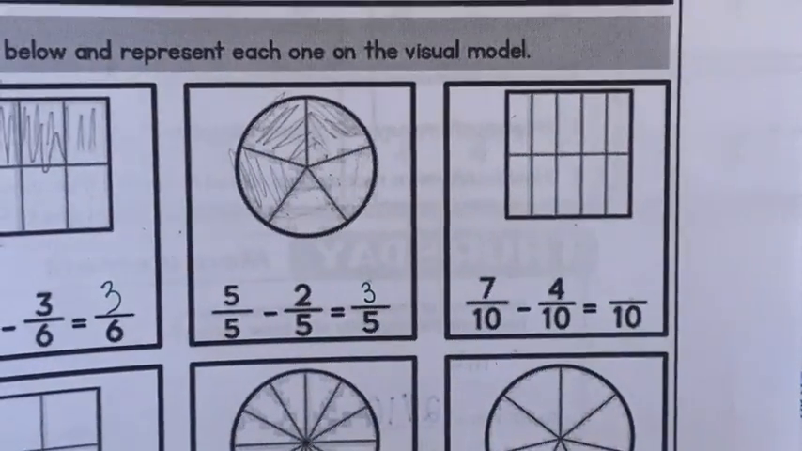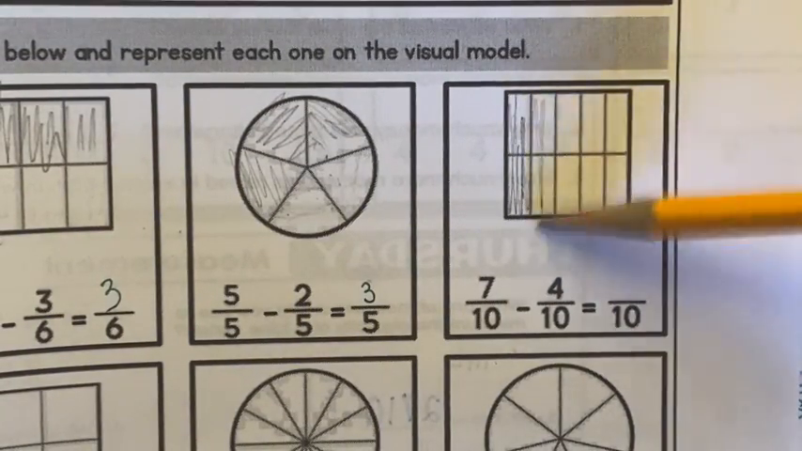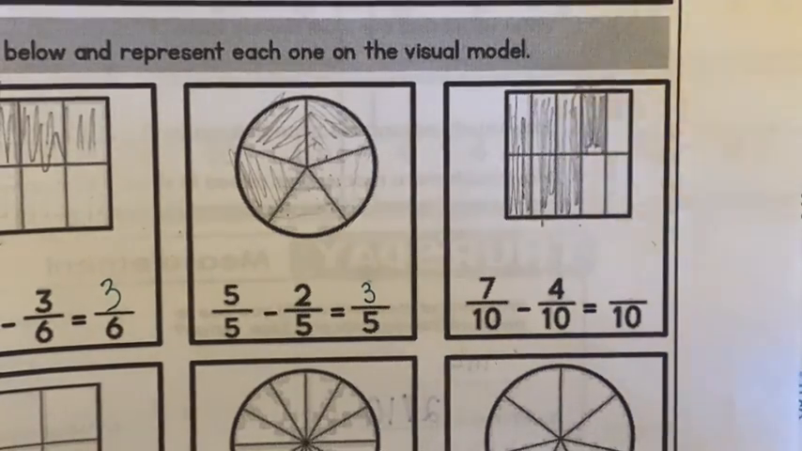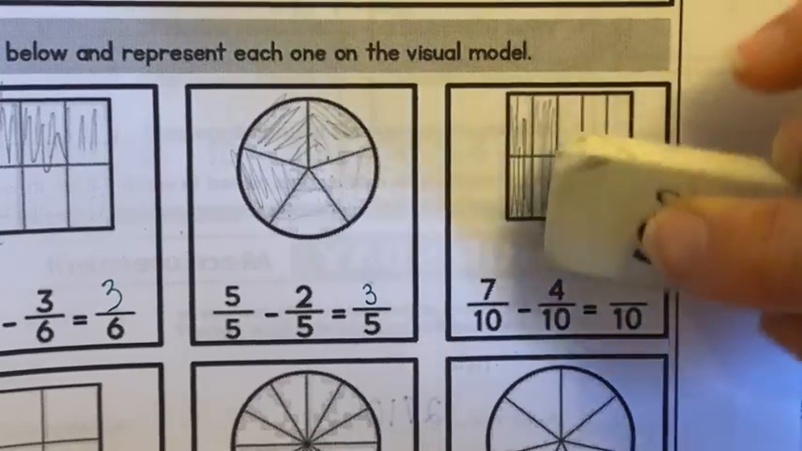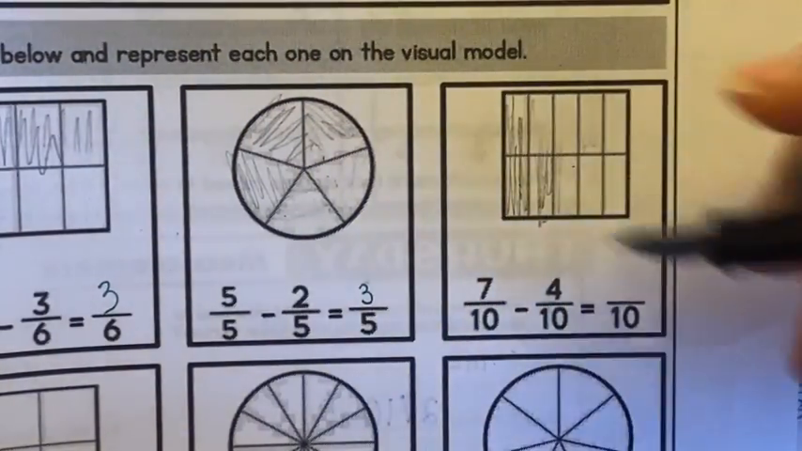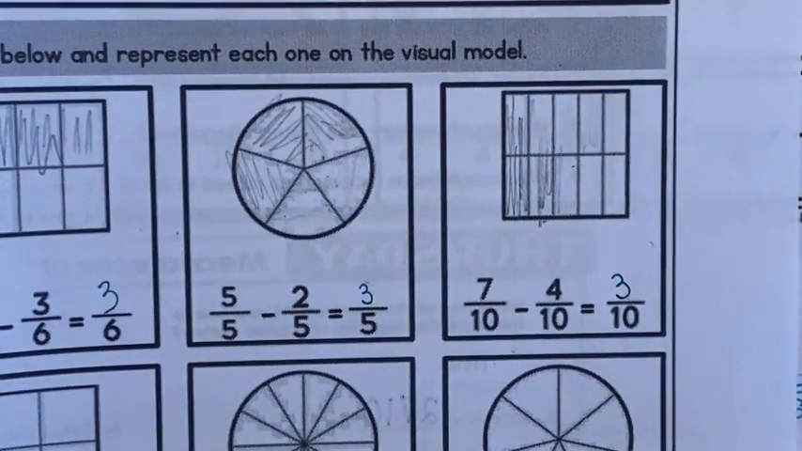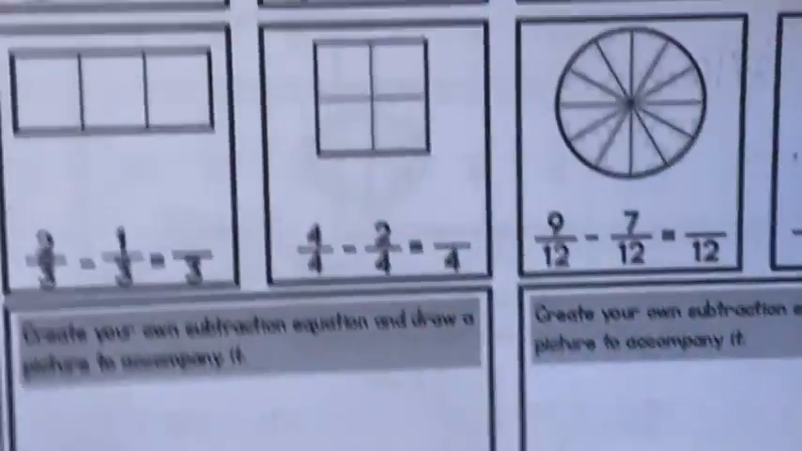All right, on to the next one. 7/10ths. So 2, 4, 6, 7. Subtract 4. So I'll erase 4. 1, 2, 3, 4. How many do I have left? I have 3 left. 7 subtract 4 is 3. So that makes sense. Just like adding, our denominators are staying the same. We're just dealing with these numerators.